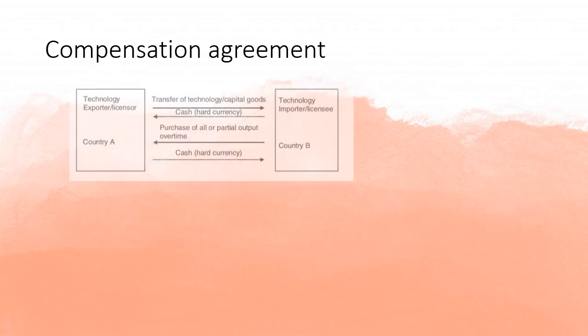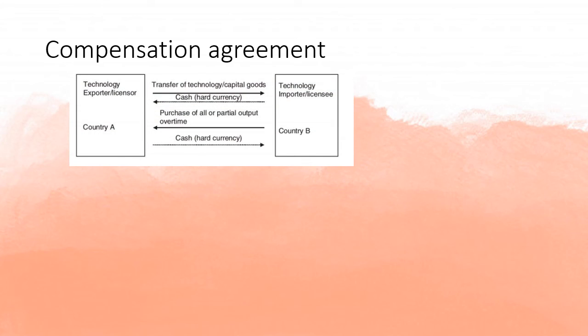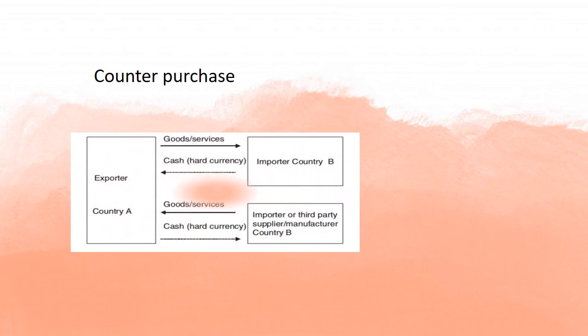Compensation agreement. For example, country A sells their technology to country B, and then country B uses that technology to produce some product. After that, country A will buy back the output from that technology from country B. Counter purchase. For example, country A sells their good or service to country B, and then country A has an obligation to buy another service or product that country A needs from a third party, but the important thing is country A must buy that good or service from country B.